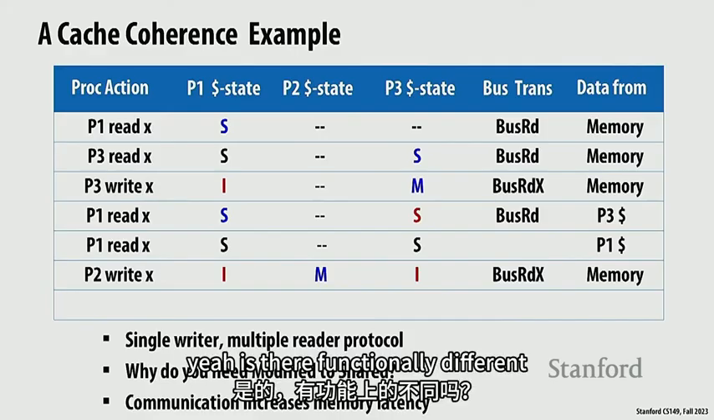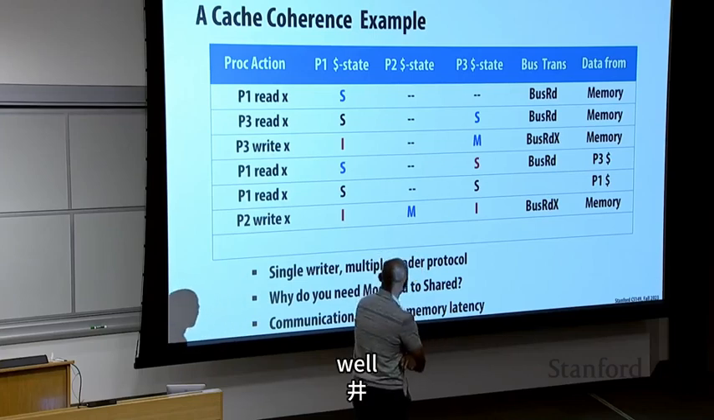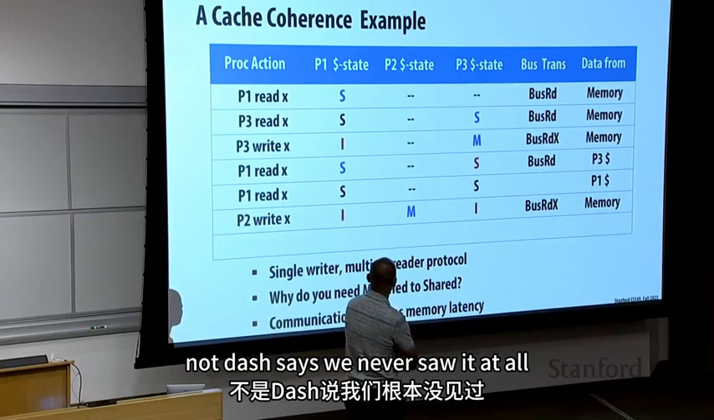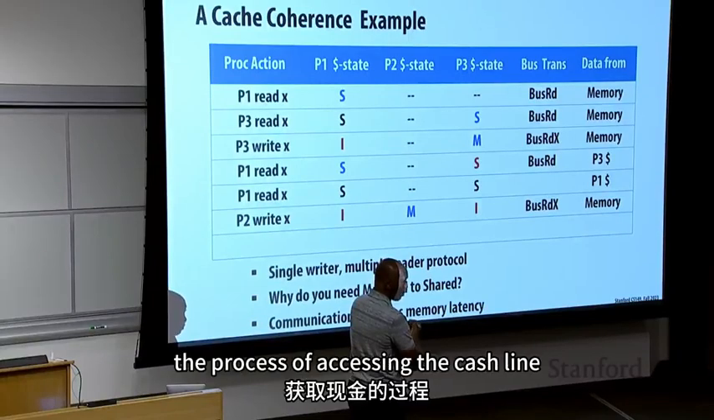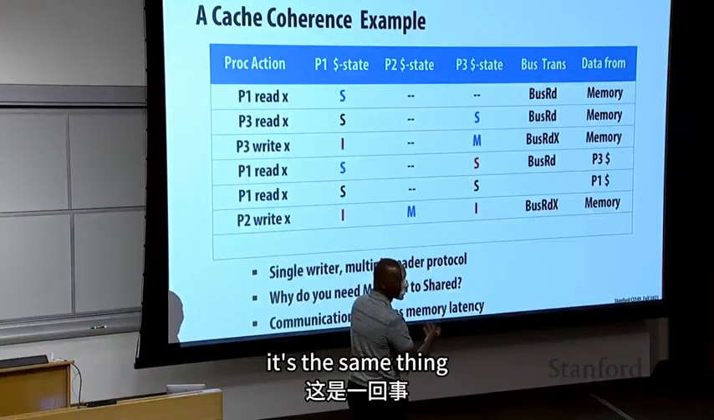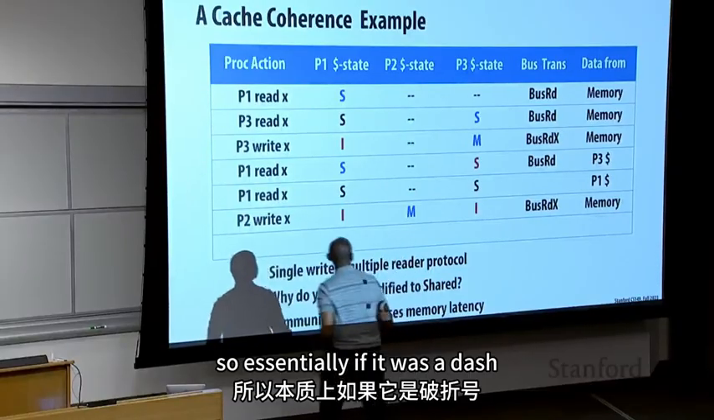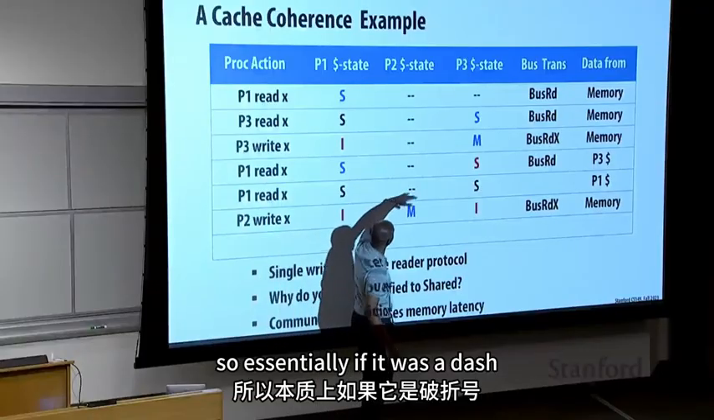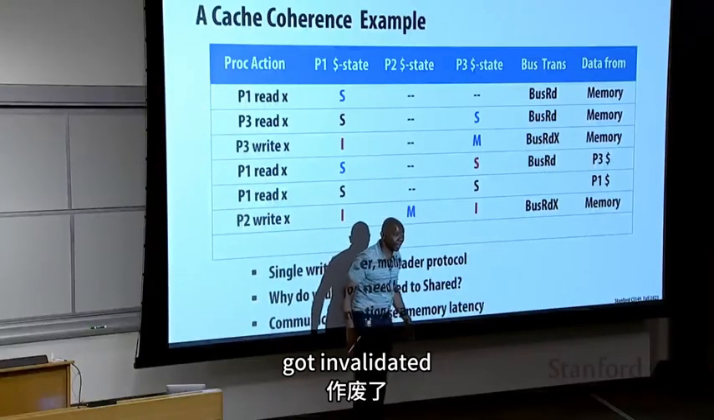Is there functionally any difference between invalid and just the dash? Well, the dash says we never saw it at all. Right. But functionally, as far as the processor accessing the cache line, it's the same thing. So essentially, if it was a dash, then it would be a cold miss, right? As opposed to, hey, it got invalidated.